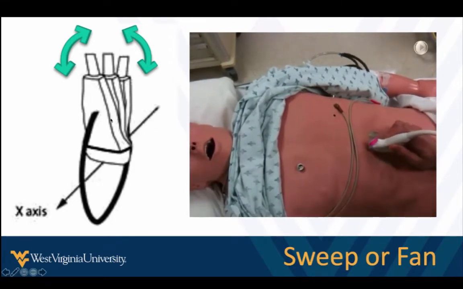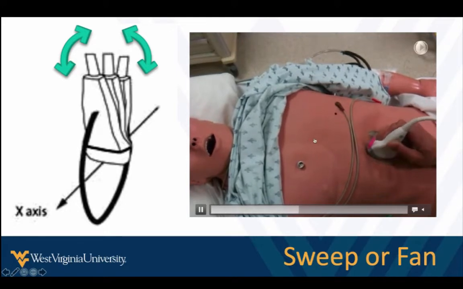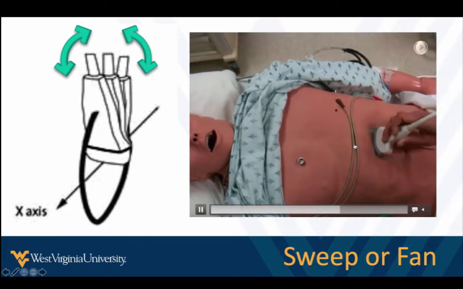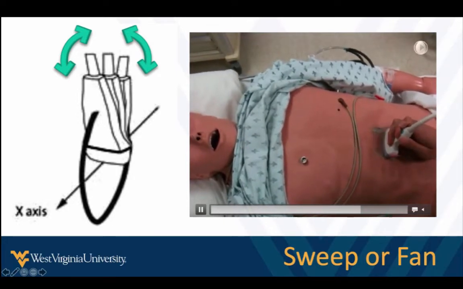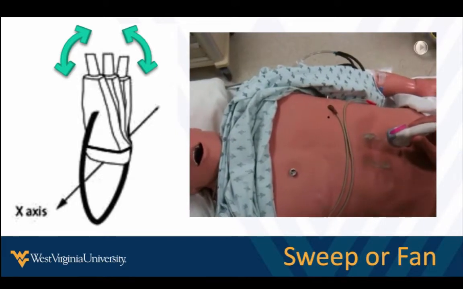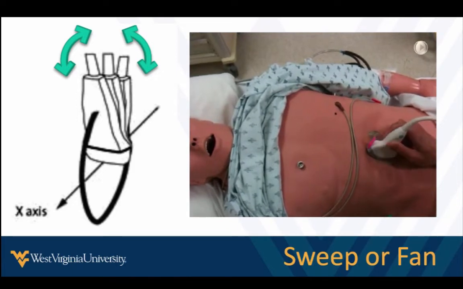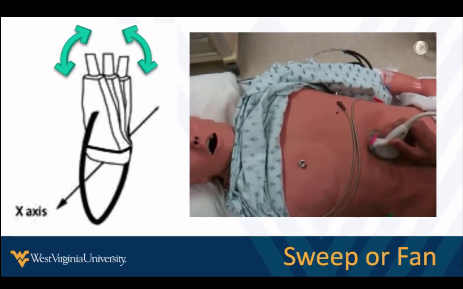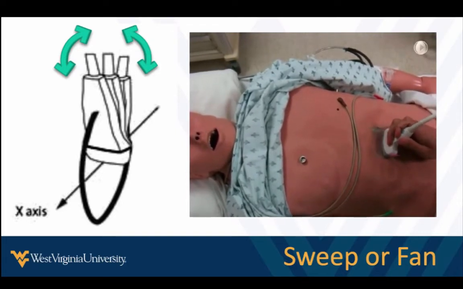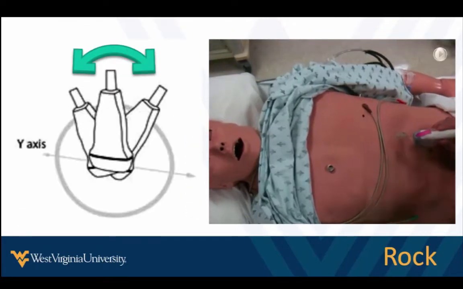So here's a cartoon of it. Here's a demonstration of sweeping or fanning. This is the indicator towards the patient's head, and we're just fanning. And when we fan, we're moving the beam either towards the head or towards the feet or towards the right or towards the left, and we're moving perpendicular to the axis of the ultrasound beam itself. So one more time, sweeping right, sweeping left. We're talking about in relation to the patient, sweeping to their feet, sweeping to their head. Next up is the rocking movement.